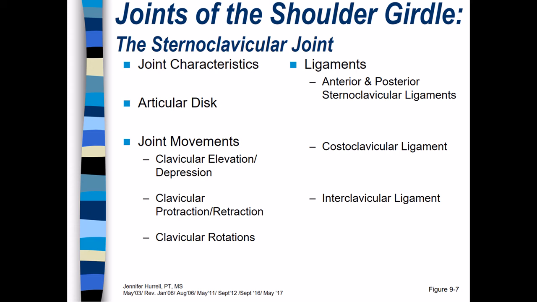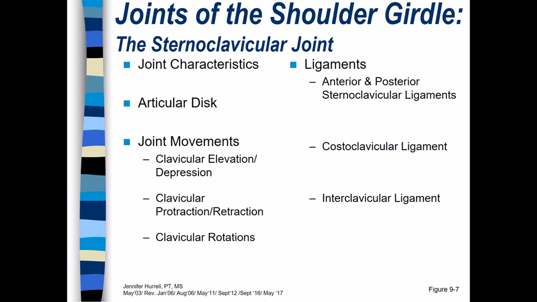And then finally, clavicular rotations. So we're going to see a little bit of long axis rotation of the clavicle that looks like this. All right, so as we're doing a scapular tilt, let's say, and coming back this way, we're going to see a little bit of rotation of the clavicle. All right, so all of those motions need to take place for the SC joint to be moving properly.